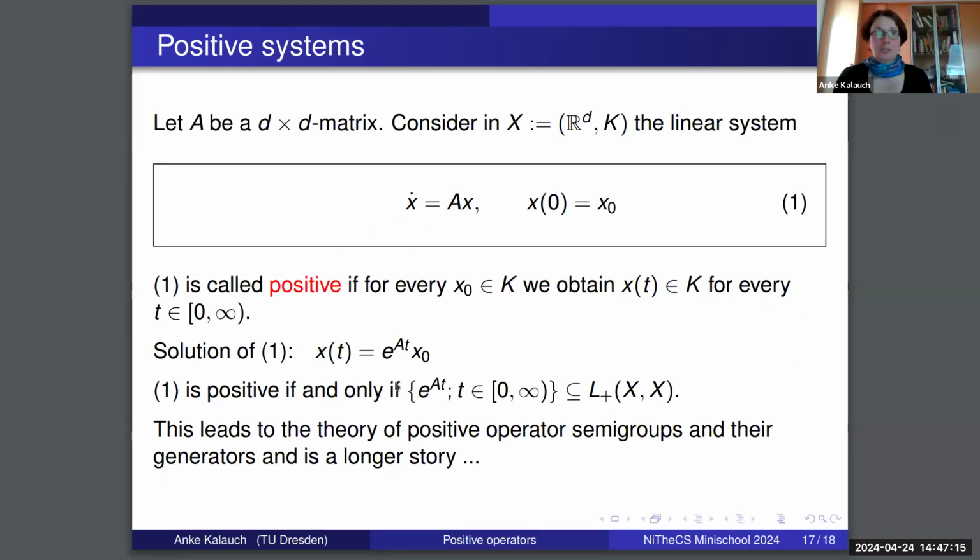Of course, we know the solution of such a system. When you write it out, you need a matrix exponential function, e to the At. You put in your initial condition, and then you get your solution x of t. So when you look at this, your system is positive if and only if all these operators, e to the power At, for all times, are positive operators. That means this set of operators, a semigroup of operators, is a subset of the cone of positive operators. So you can characterize the positivity of such a system that comes from applications by the fact that this operator semigroup should be positive, in the sense that every operator here is a positive operator.